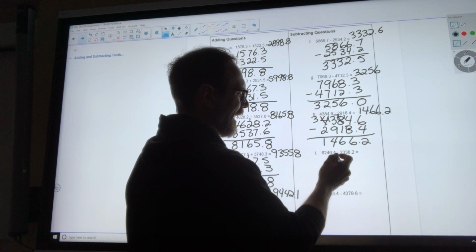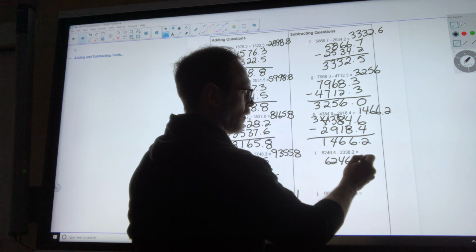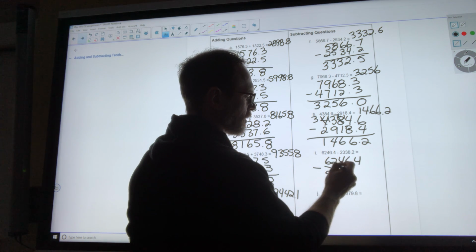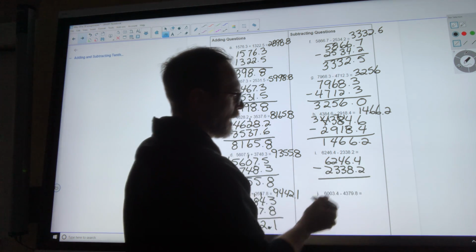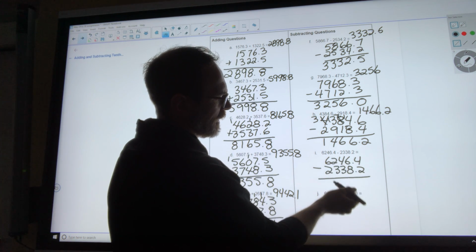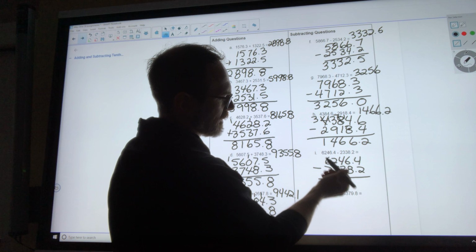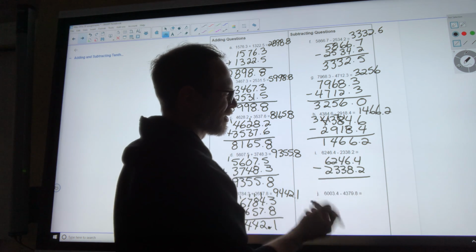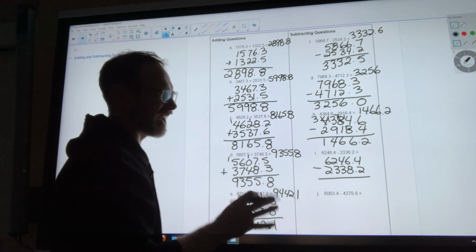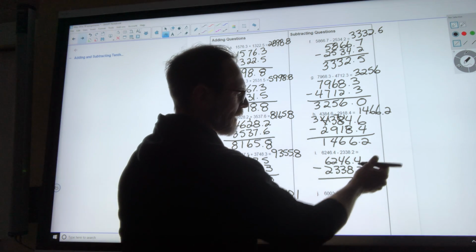There's the bell. I have 6,246 decimal 4, and I'm subtracting 2,338 decimal 2. I know my answer is going to be a little less than 4,000, it looks like. 6,000 minus 2,000 is 4,000, but there's going to be some borrowing here. So a little less than 4,000, 3,900 or so. Let's find the exact answer.